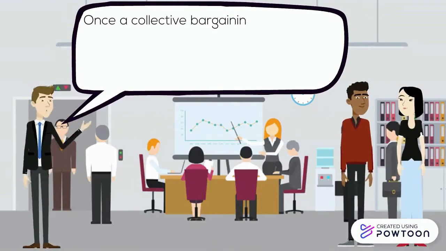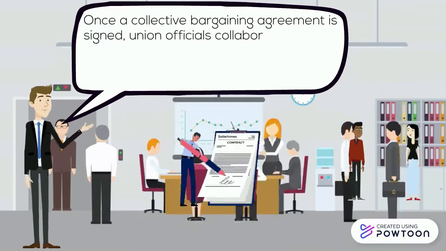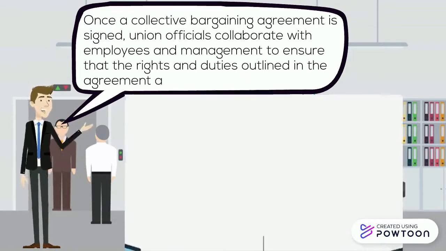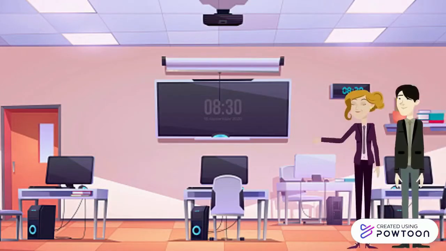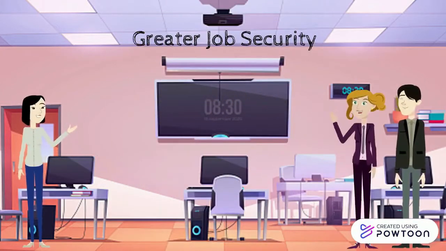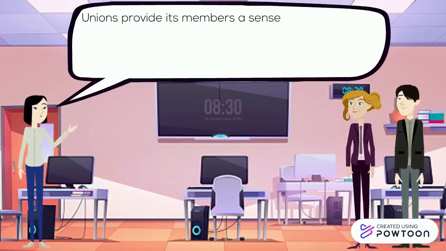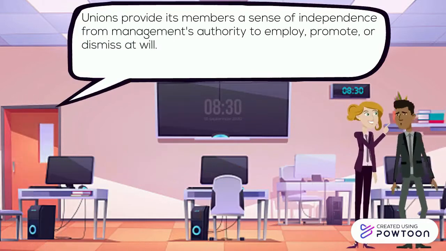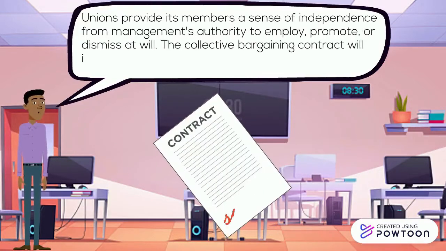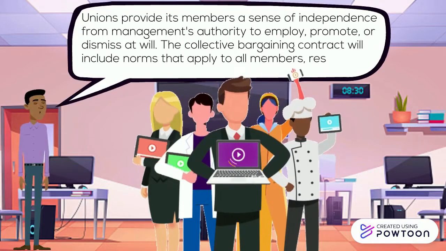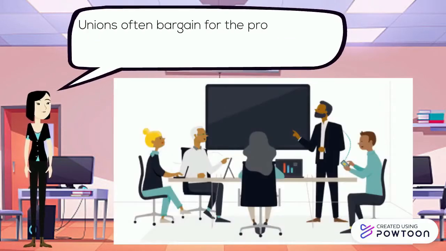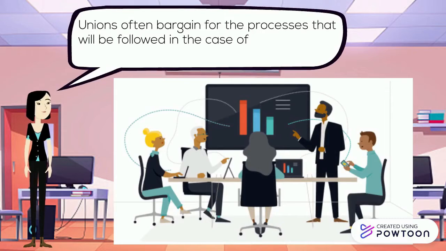Once a collective bargaining agreement is signed, union officials collaborate with employees and management to ensure that the rights and duties outlined in the agreement are met. Greater job security. Unions provide their members a sense of independence from management's authority to employ, promote, or dismiss at will. The collective bargaining contract will include norms that apply to all members, resulting in more fair and uniform treatment. Unions often bargain for the processes that will be followed in the case of a layoff, which usually benefits employees with seniority.